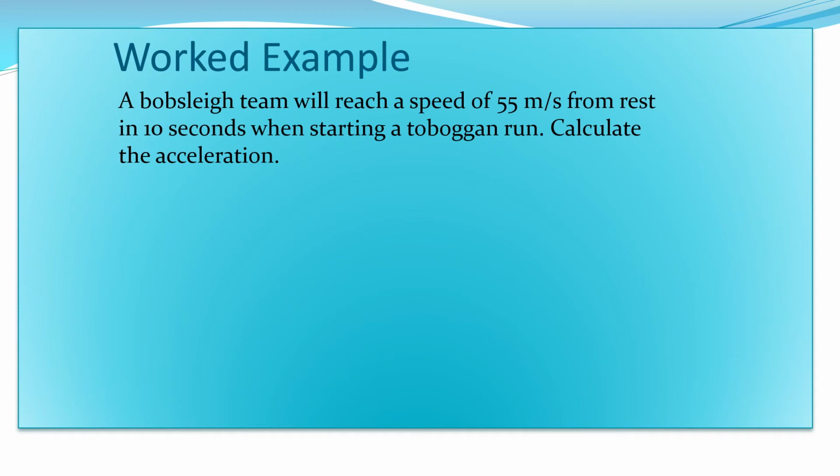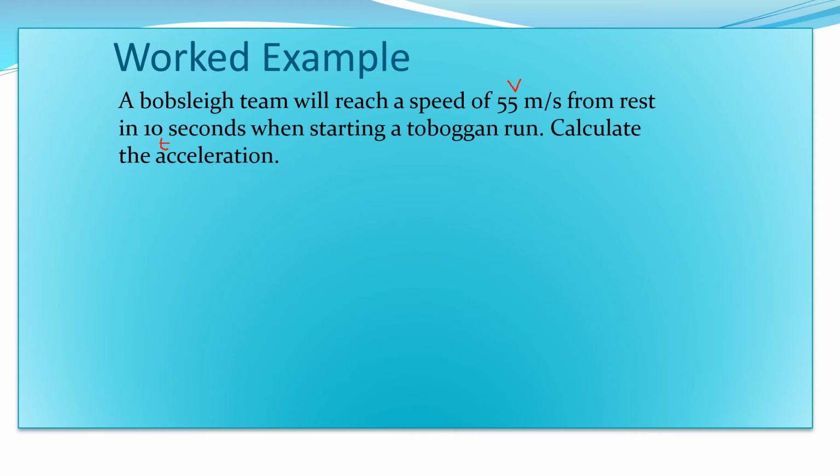So our first step here, like with all these questions, is to write down what we know and what we're trying to find. Straight off, we know a time here: 10 seconds. And then we're given two speeds. We're only given one of them as a number, and we have to infer the other one. It says a bobsleigh team will reach a speed of 55. That means 55 is their final speed, so that is v. And it says they'll reach that speed from rest.